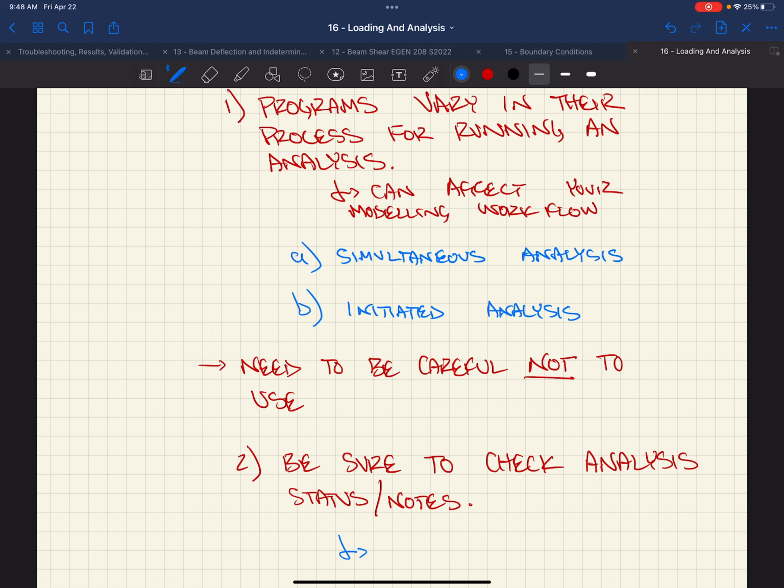RAM isn't like that. You can just model, change things, and then tell it to analyze. So it does like RISA does, where it wouldn't give you results until you tell it to analyze? Right, and if you go to change something, it'll say the analysis will need to be updated. So it's just separate. Yeah, okay. Well, good.